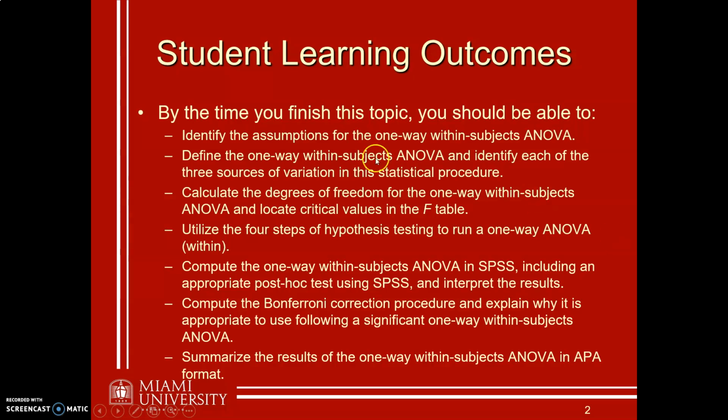By the time we get done with this section, we should be able to identify the assumptions for the one-way within subjects ANOVA, define the one-way within subjects ANOVA, and identify the sources of variation that come in the statistical procedure, calculate the degrees of freedom for the one-way within subjects ANOVA and locate the critical values, use the 4 steps of hypothesis testing to run this kind of statistic, compute it with SPSS and post hoc testing if we need to, interpret our results, compute the Bonferroni correction procedure for post hoc, and explain why it's appropriate to use for a significant one-way within subjects ANOVA, and summarize what we found in APA format.